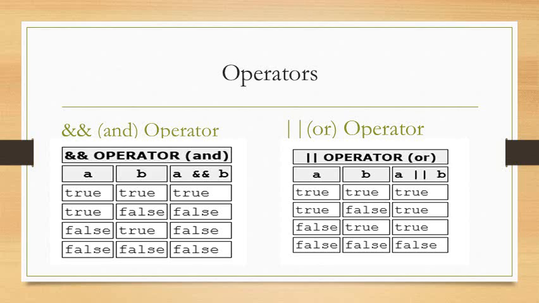Now look at the second one, true and false. True and false will give you false. Then false and true. This one will also give false. Then the last one, false and false, will give false.